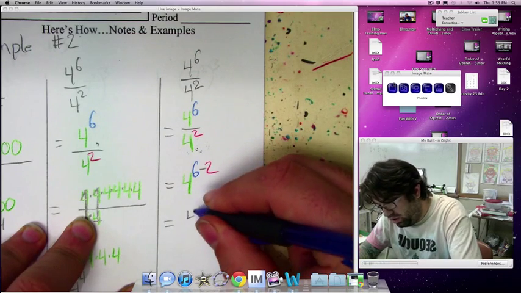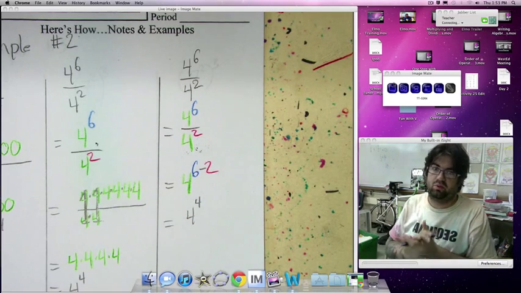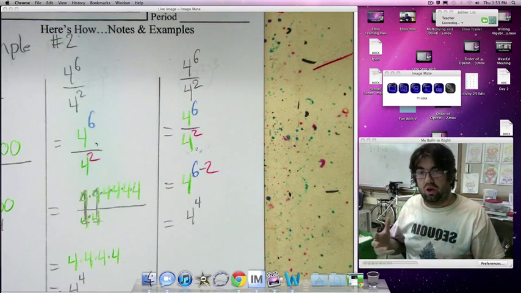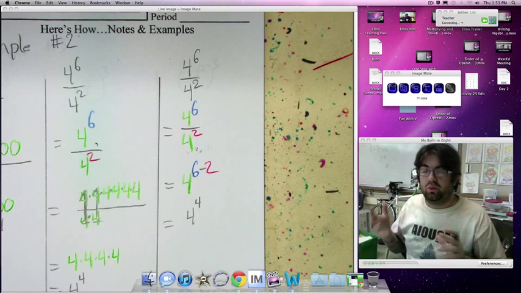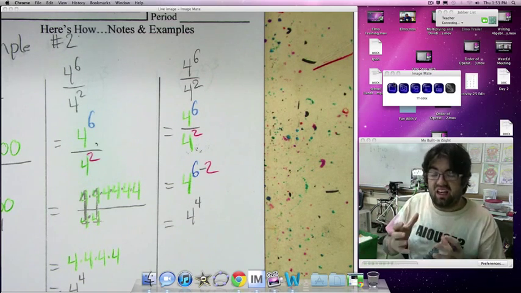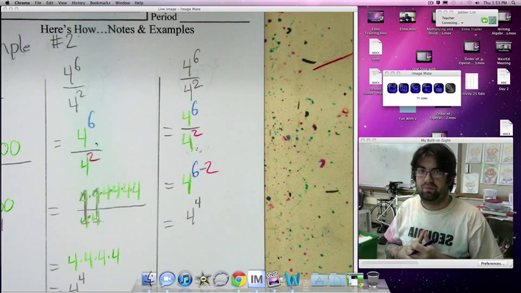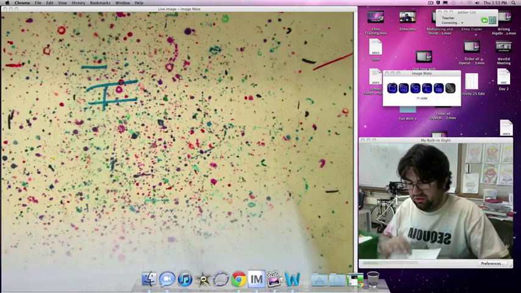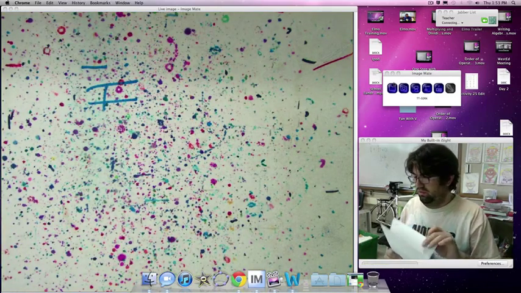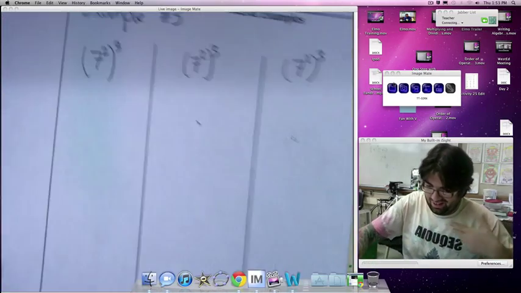So we have 4, because that's the base, to the 4th power. That's the exponent. So if we're multiplying, what do we do with the exponents? We add. If we're dividing, what do we do with the exponents? We subtract. We're doing a lot of this the next few days. And the problems get better. A lot of fun by the end of this section, I think.